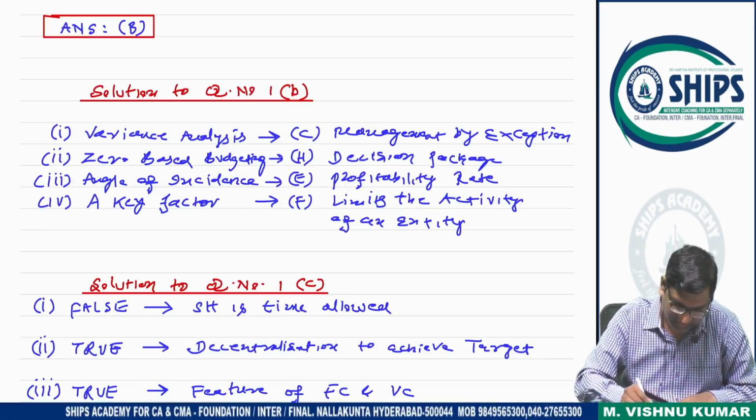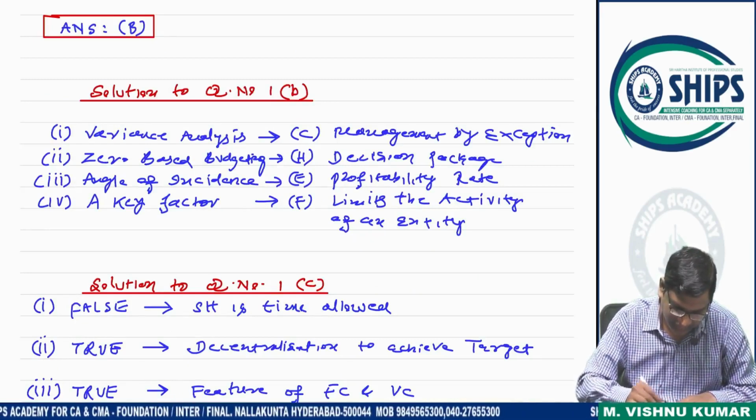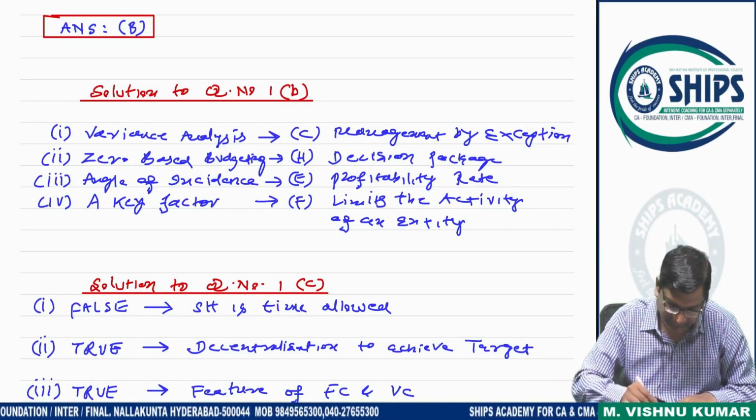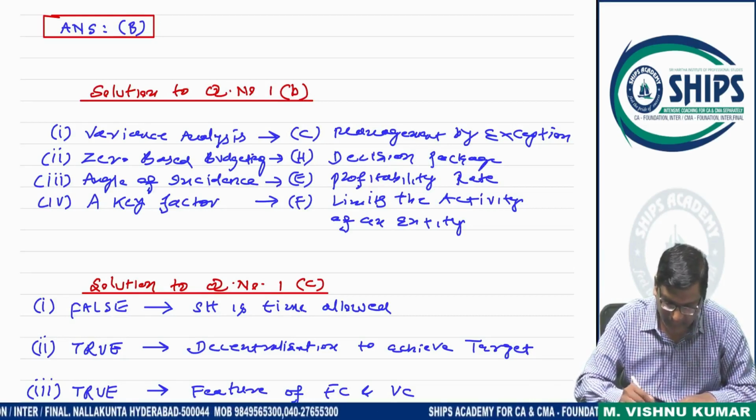So first, variance analysis, management by exception, C. Zero-based budgeting, decision package, H. Angle of incidence, profitability rate, E. Key factor, limits the activity of an entity, F. So C, H, E, F is your correct answer.